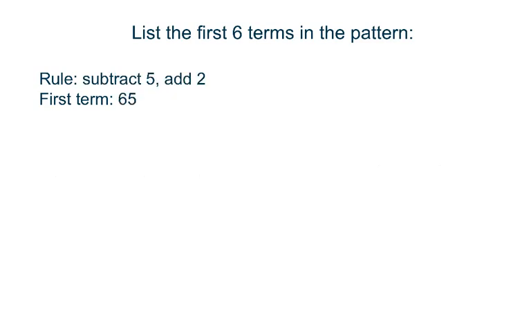This pattern's rule is subtract 5, add 2, and our first term is 65. Go ahead and list the first 6 terms of your pattern. Remember, each part of our rule is a separate term, so we don't subtract and then add within the same term. We're going to subtract 5 first, then we're going to add 2 for the next one. Then we'd go back to the first rule, which is subtract 5, then add 2, and so on and so forth to list the first 6 terms.